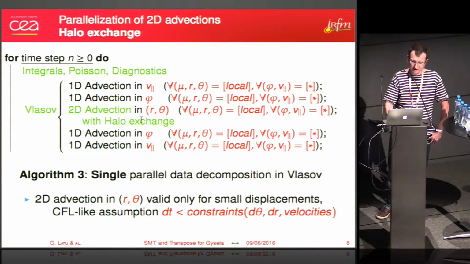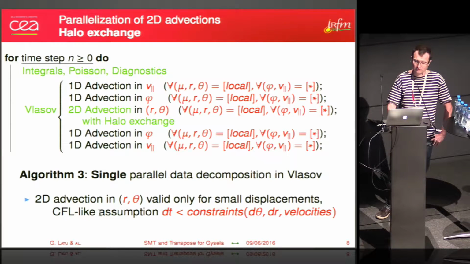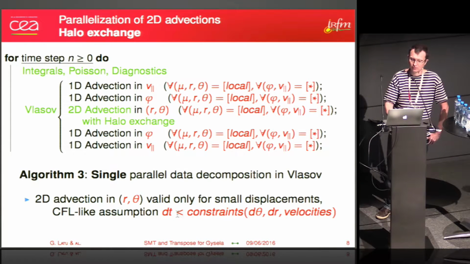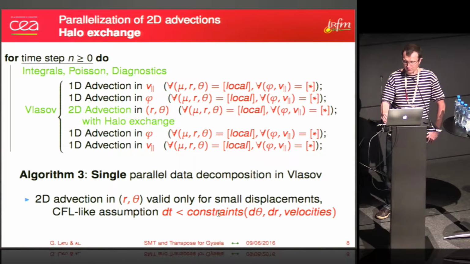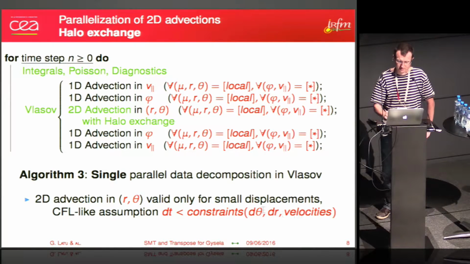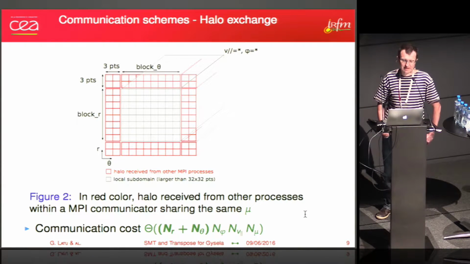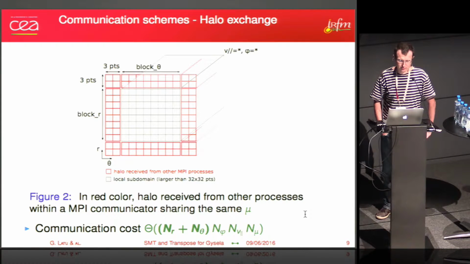So with this halo exchange in r and theta direction, we have a constraint that is added, which is a CFL-like assumption. So the time step is constrained by the space discretization and the velocity. What is the data we exchange practically?